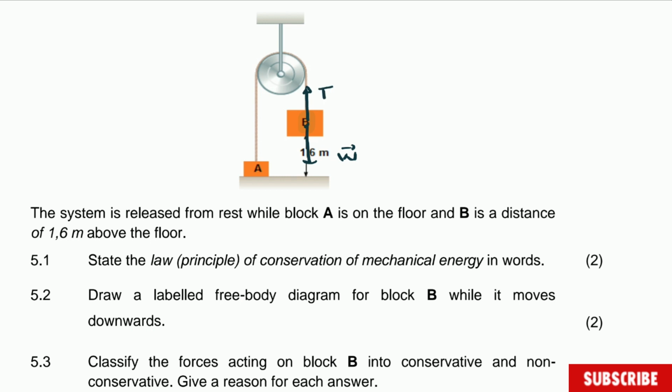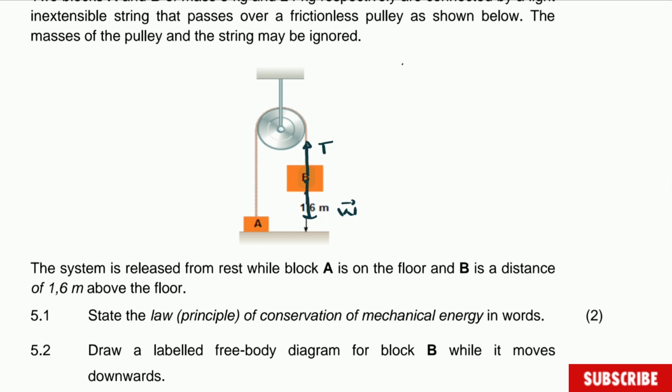So if we draw the free body diagram for block B, question 5.2, we have the following. If we say this one is the object, there is the weight pointing down and there is tension pointing up, like here. All right, now for A we can do it, however it's not part of the question.